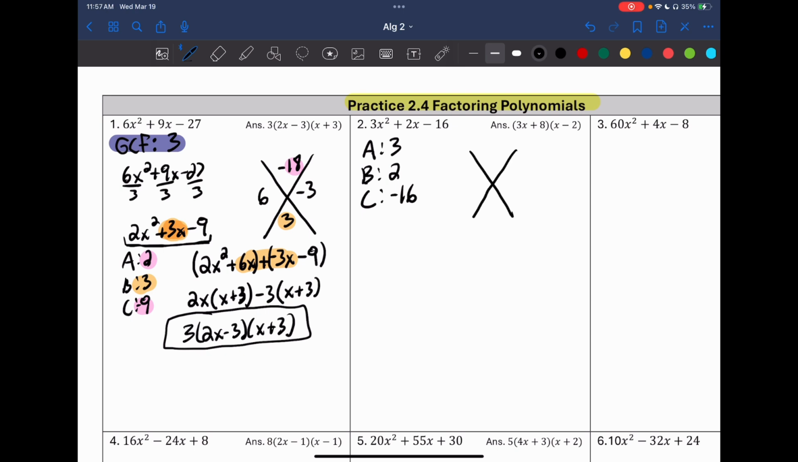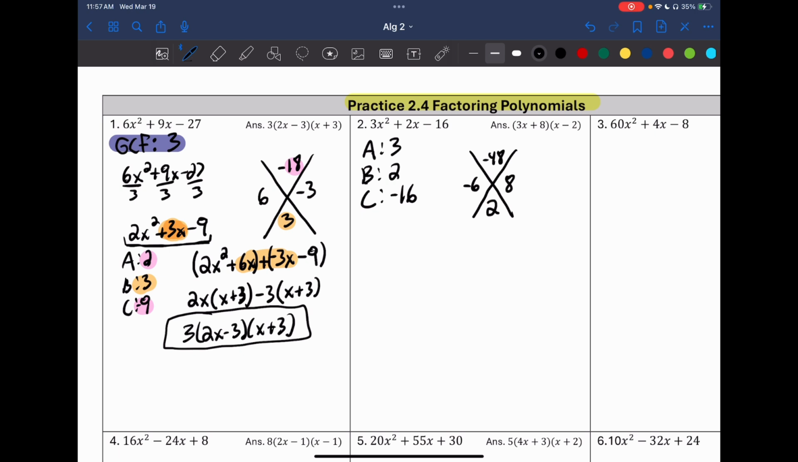We'd make our magic X. On the top, we would want A times C. We would put negative 48. On the bottom, we would put B. And so now we're looking for two numbers that multiply to negative 48 and add to 2. I'm going to say that that will be negative 6 and 8.